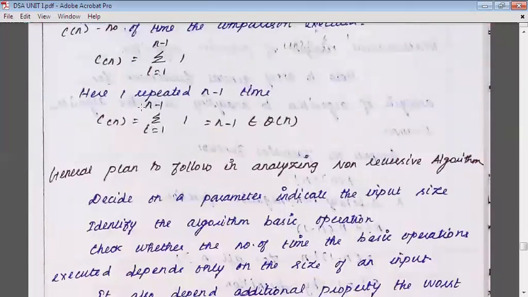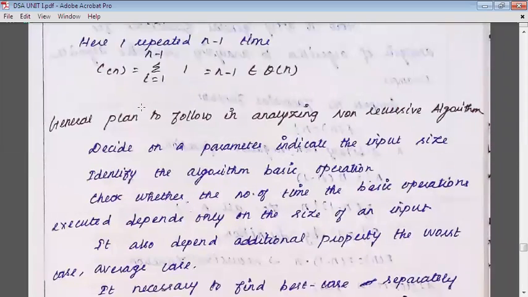So here is the general plan to follow in the analysis of non-recursive algorithms. Let's find out what we are going to follow in general. First, decide on a parameter indicating the input size. First we consider the input size, because it is very important how many times the for loop will be repeated. Next, identify the algorithm's basic operation.